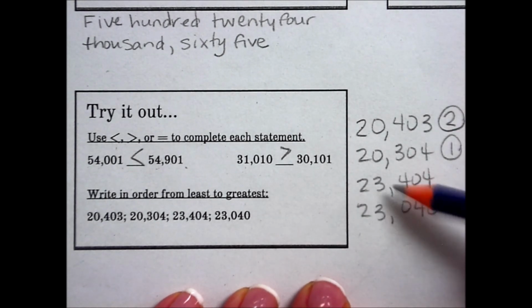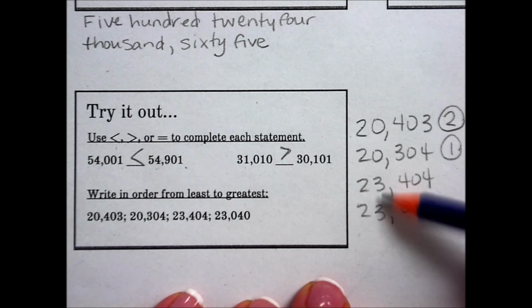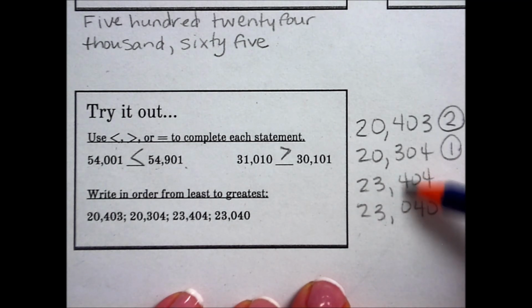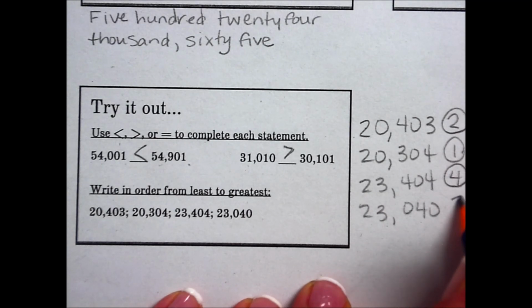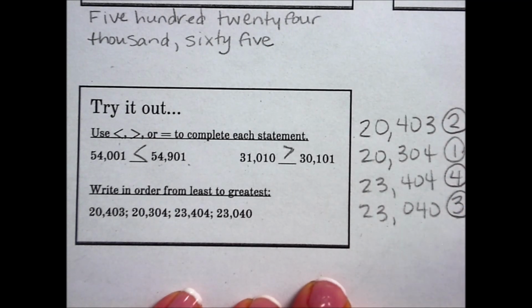Now let's find out which one's the greatest. These are both 3's. I'll go to the hundreds column. The 4 is greater than the 0, so this is my largest number. It'll be a 4, and this will be third in line from least to greatest.